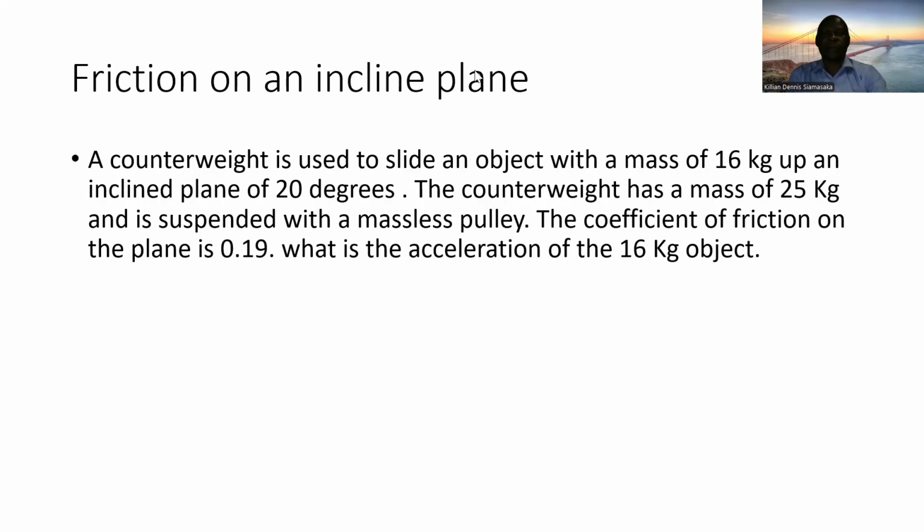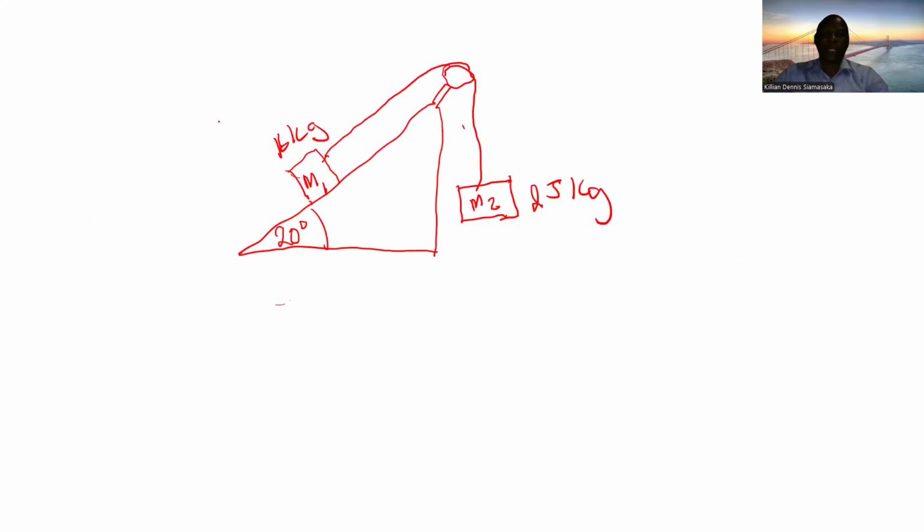Okay, we are going to look at a lesson on the friction on an inclined plane, and we will demonstrate this application of friction on an object which is actually moving on an inclined plane. And so we notice that this is the object moving on an inclined plane. We have mass 1 and mass 2. Mass 1 is 16 kg and mass 2 is 25 kg.